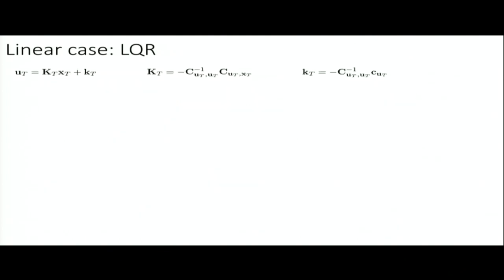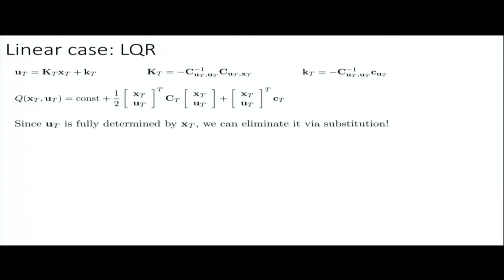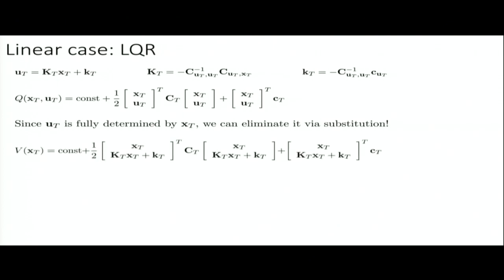Now what I can do is basically substitute. I have this equation for my Q function, and I have this equation for my u, and I can plug this in for u, and I'll get my last Q function expressed entirely in terms of x with the last u completely eliminated. Since u is fully determined by x, we can eliminate it via substitution. Then I'm going to call this a value function, because that's what a value function is. A value function is a thing that optimizes the Q function. I've optimized the Q function, I plug in the action, and I get a value function. So now I have a value function for the last time step.